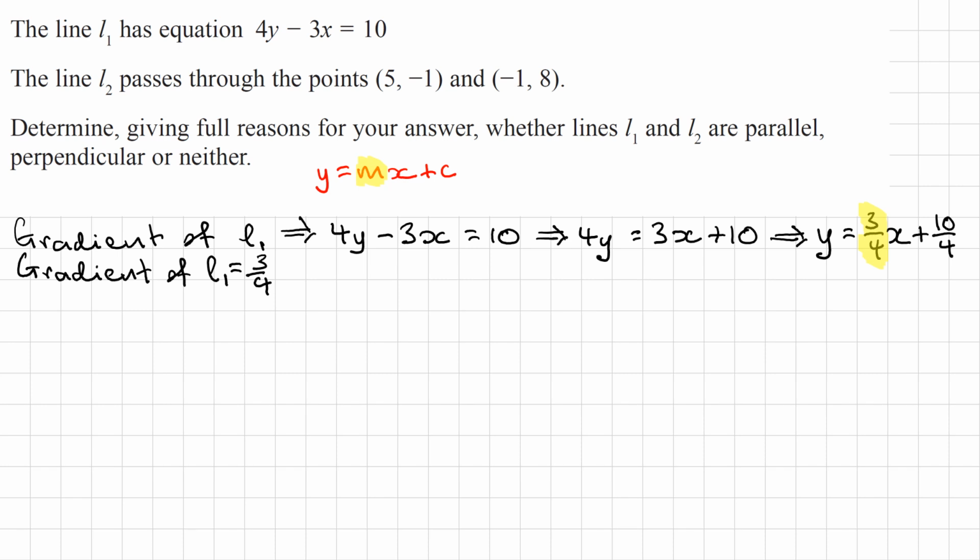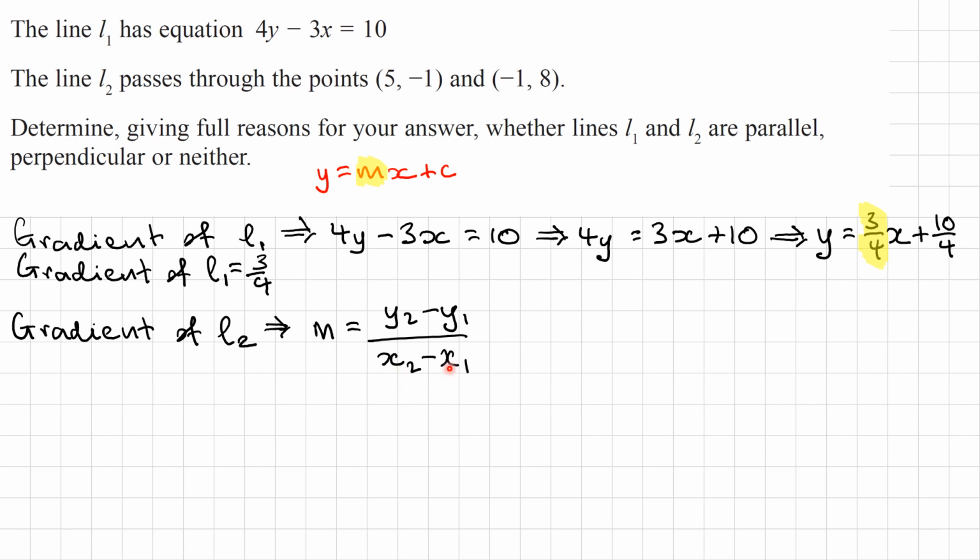So now we'll look at the line L2 and we want to find the gradient of L2. Now this is going to be a different method because we are given 2 coordinates which the line passes through. So we're going to be using m, the gradient, is equal to the change in the y coordinates, that's y2 minus y1, divided by the change in the x coordinates, x2 minus x1. So I'm going to call these two here x1 and y1, and these two coordinates x2 and y2. So it's just substituting the values in.